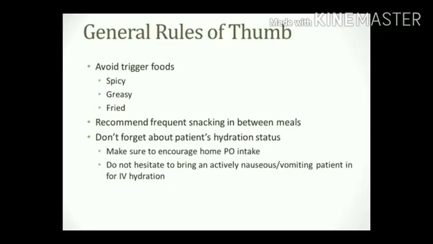Next, other conditions: we have to avoid foods that are spicy, junk foods, fried items and cheesy or greasy foods, and recommend frequent snacking in between meals. Don't forget about the patient's hydration status. Make sure to encourage home peroral intake. Do not hesitate to bring an actively nauseous and vomiting patient in for IV hydration.